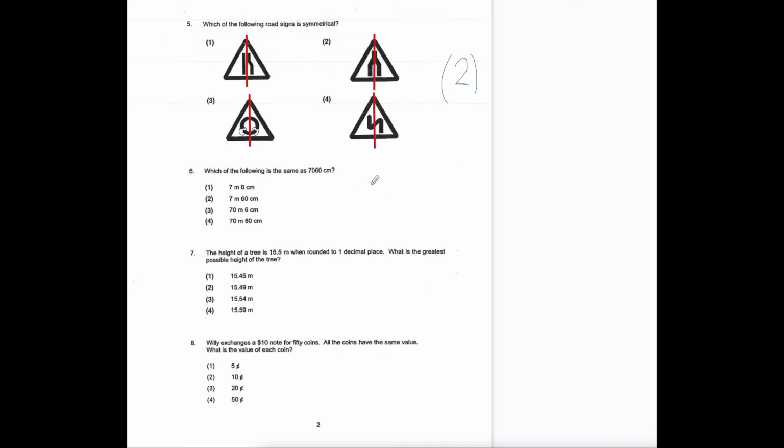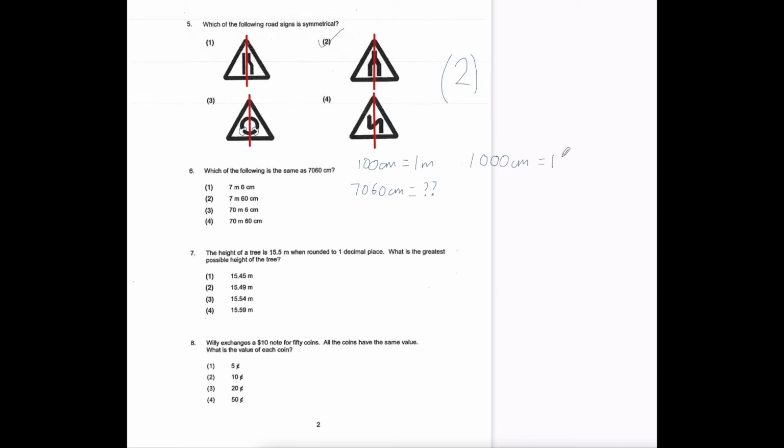Let's move on to question 6. Which of the following is the same as 7060 cm? We're dealing with conversion. Let me put it here. 100 cm is 1 meter. So 7060 cm equals to how many meters? If 100 cm is 1 meter, what is 1000 cm?